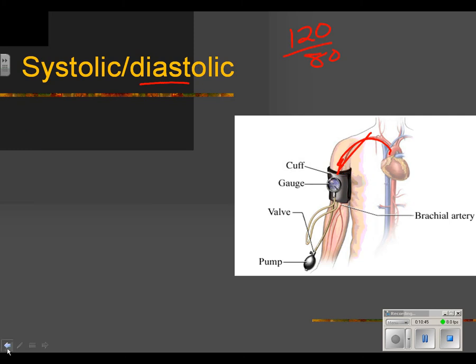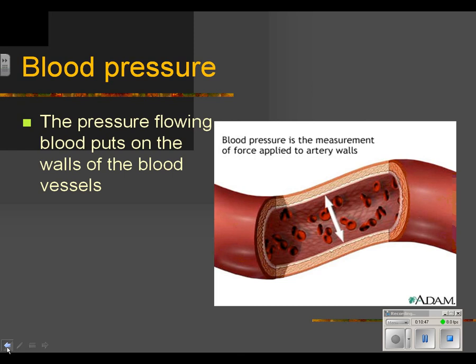Faster flowing blood will put more pressure out on the walls of the vessels. You know about faster flowing things putting more pressure on if you ever stood in a stream that's fast flowing versus a stream that's slow flowing. A slow flowing stream doesn't seem to put very much pressure on you, but a fast flowing stream can knock you off your feet.